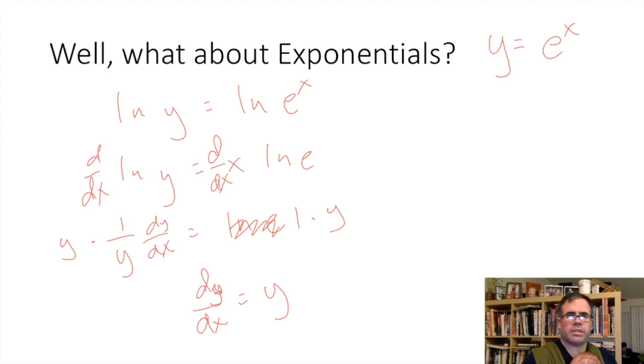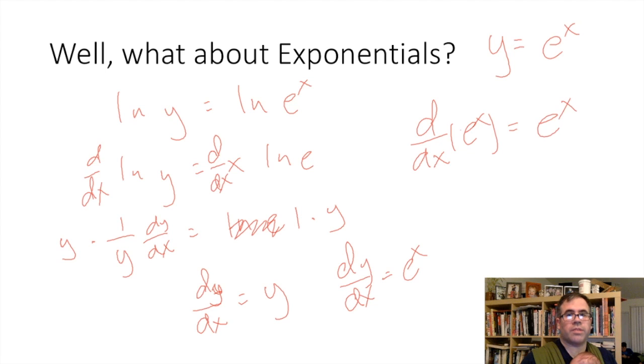Well, y is equal to e to the x. So the derivative of y is also e to the x. So e to the x is one of these special cases. It's the only special case like this, where the derivative of the function is just the same function back at you. So the derivative of e to the x is just e to the x. And we get that using our log properties.